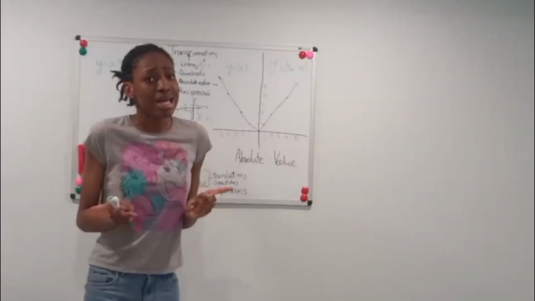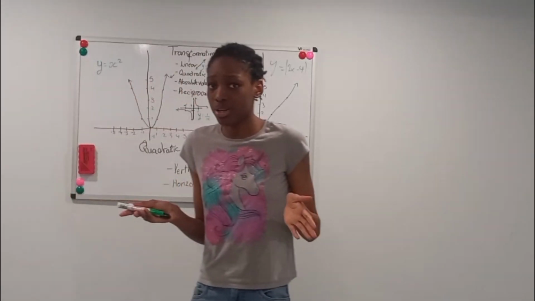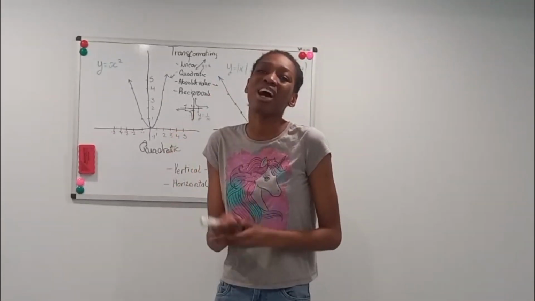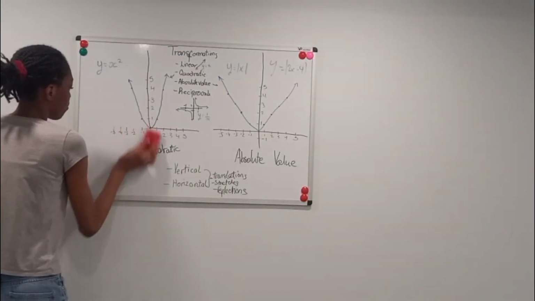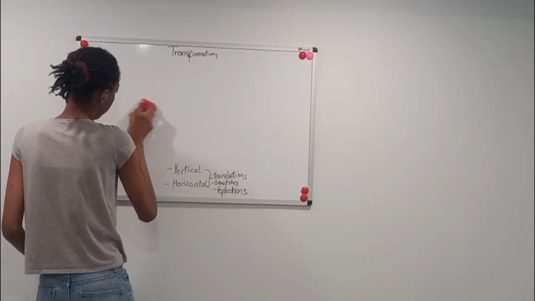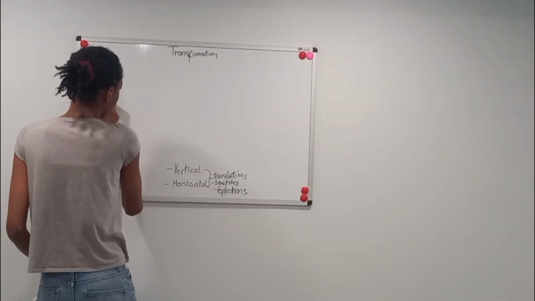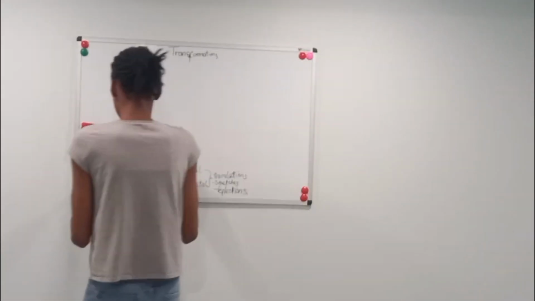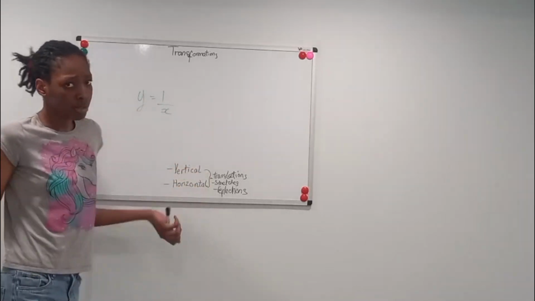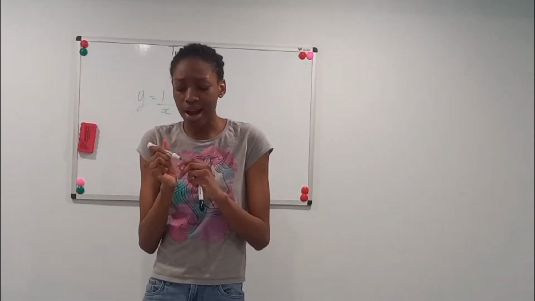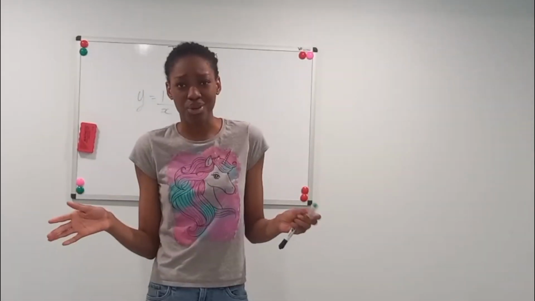Yes, it's that easy. And now the last graph we are looking at is reciprocal. Reciprocal is the hardest graph ever, so I'm going to draw an actual reciprocal. Okay, so a reciprocal graph goes in the form of y equals 1 over x. What? A reciprocal graph is the hardest form of graph you could ever do.